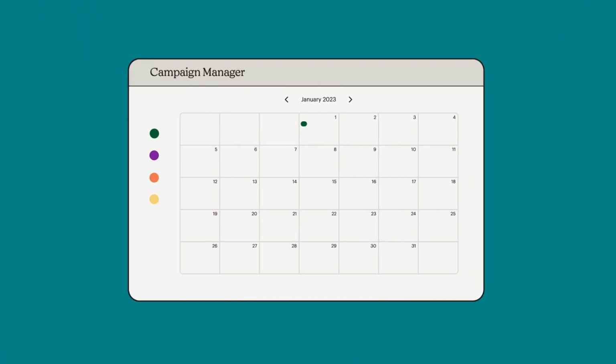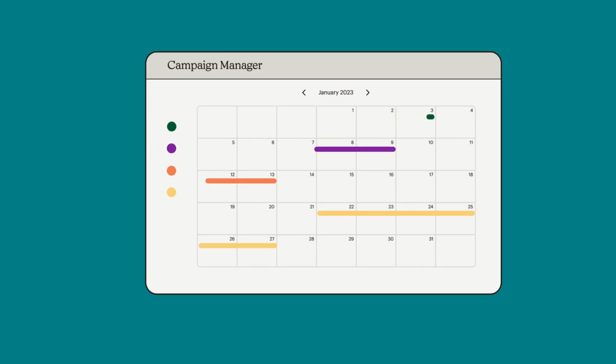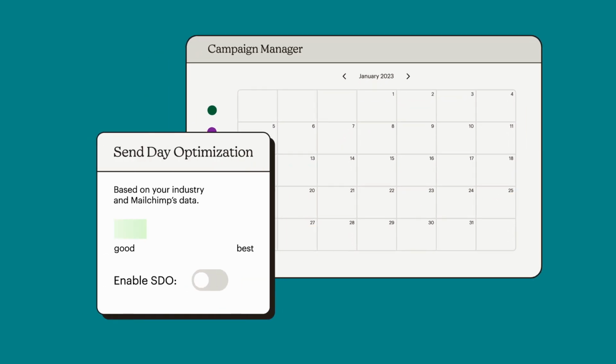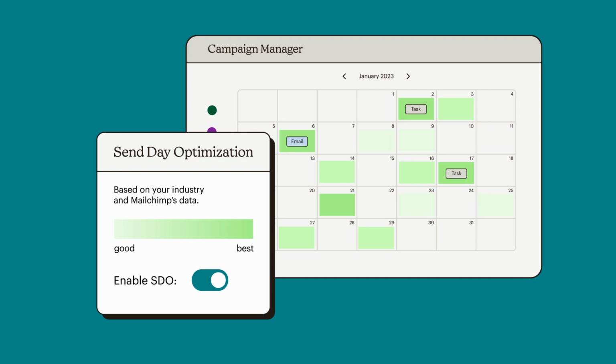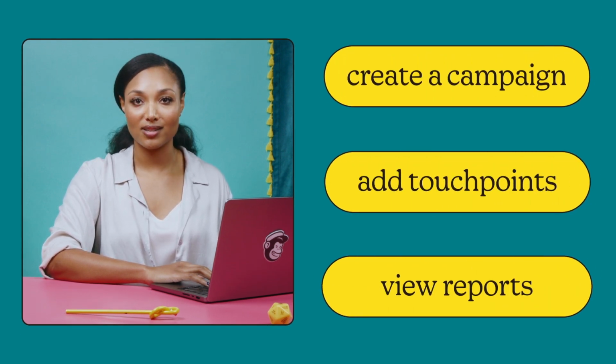This end-to-end tool helps you plan, execute, and analyze multi-channel marketing campaigns all in one place. Through an interactive calendar view, you can visualize your marketing efforts and connect them to a single objective. And with real-time cross-campaign analytics, you'll have a clearer view of what's working. In this video, I'll show you how to create a campaign, add touch points, and view reports.